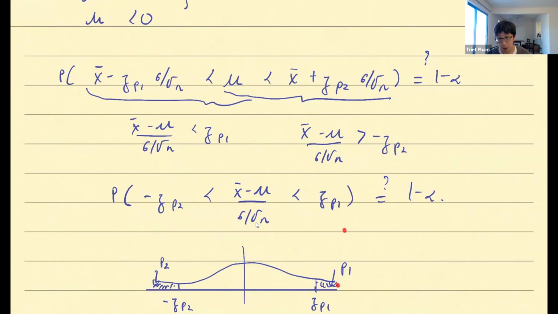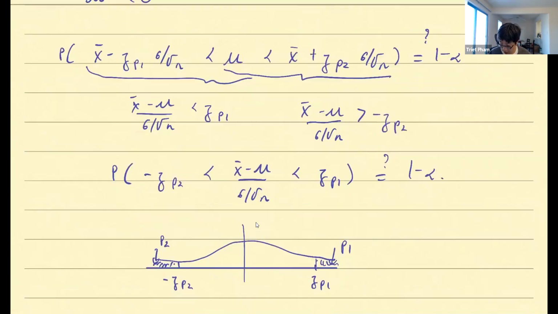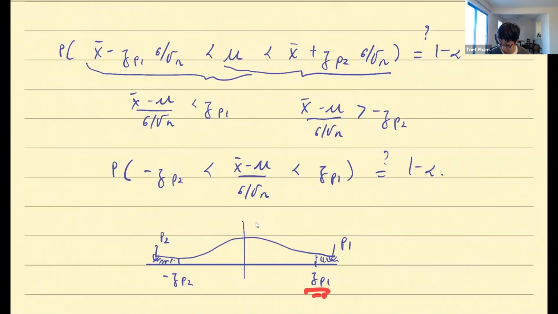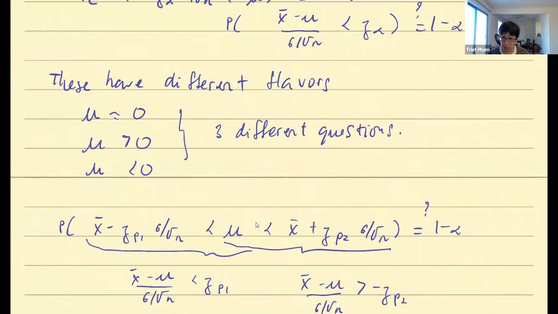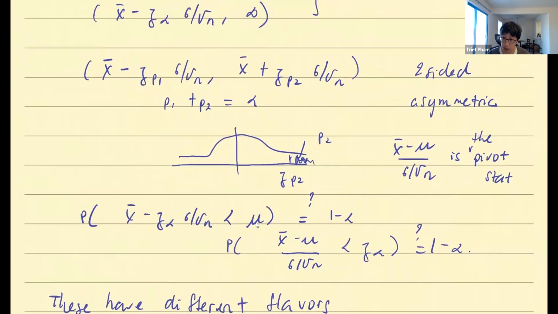One minus (P1 plus P2) in parentheses. But what's P1 plus P2? Alpha. Okay, so it is a 1 minus alpha confidence interval, and it's two-sided. So, right, maybe my hand-drawn picture is not clear, but ZP1 and minus ZP2 are not symmetric. Is that okay?